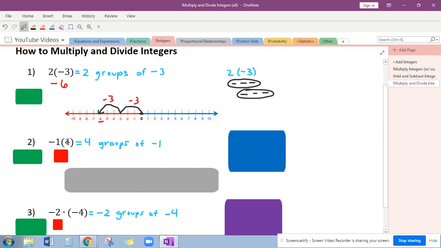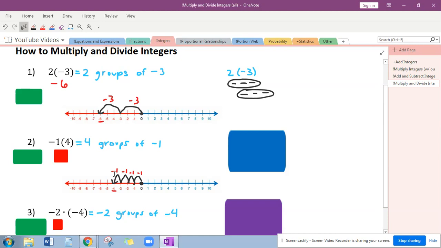And I can switch the order of those numbers if I want to make it easier. So I can think of this as 4 groups of negative 1. So again, with Cecil, he'd be going backwards negative 1 4 different times. So Cecil would go back 1, back 1, back 1, back 1, and he ends up at negative 4.